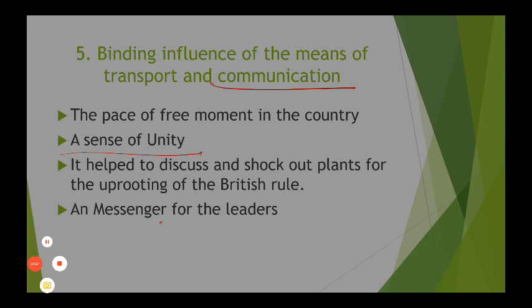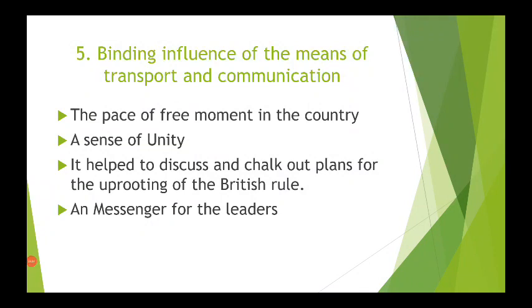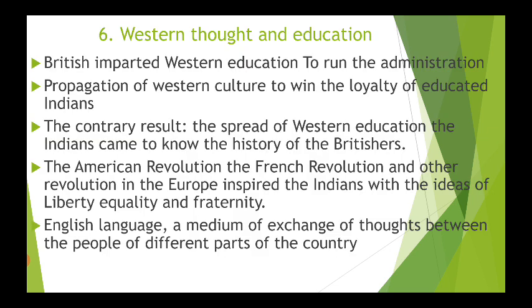Next one, Western thoughts and education. As we know, they made it compulsory to learn English or the Bible in schools and jails. The British imparted Western education to run the administration. They wanted some petty clerks to work for them, or civil service officers for their company, their rule. So they imparted Western education in arts and science through the medium of English, so that these educated Indians could serve their administration, and they only wanted petty clerks, meaning small clerks, to run the administration. Through Western education, they wanted to propagate Western culture to win the loyalty of the educated Indians. They started to make the Indians feel like they had some standard when they understood Western education.